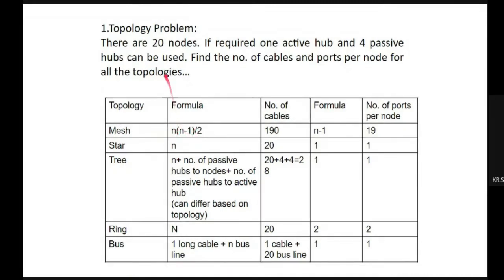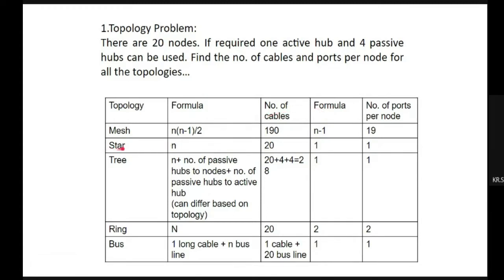Here the value of n equal to 20. So the number of cables required is 190, as well as the number of ports needed is 19, because the formula is n minus 1. So this is the formula to find the number of cables, and this is the formula to find the number of ports.